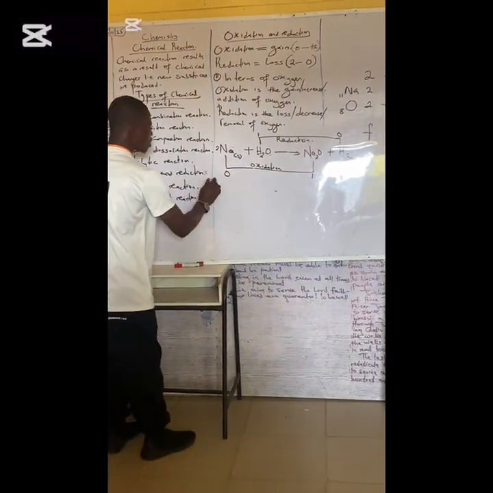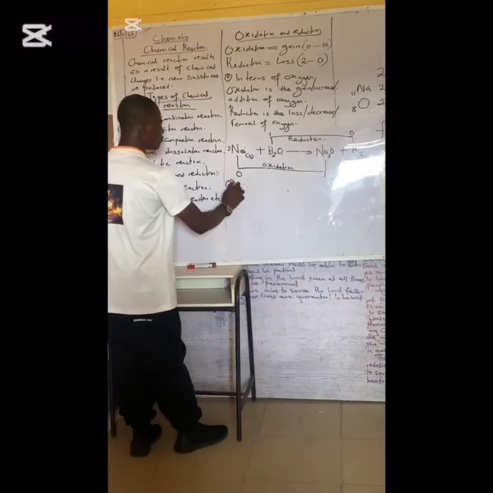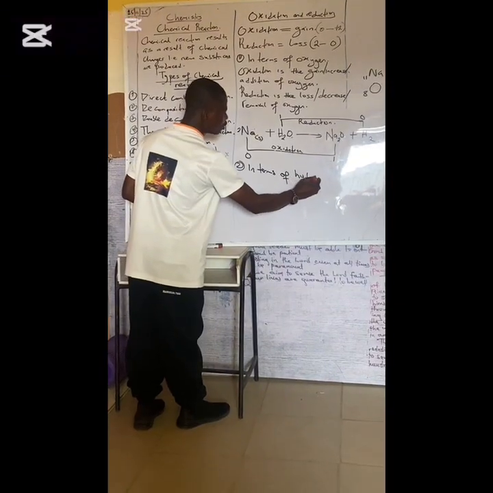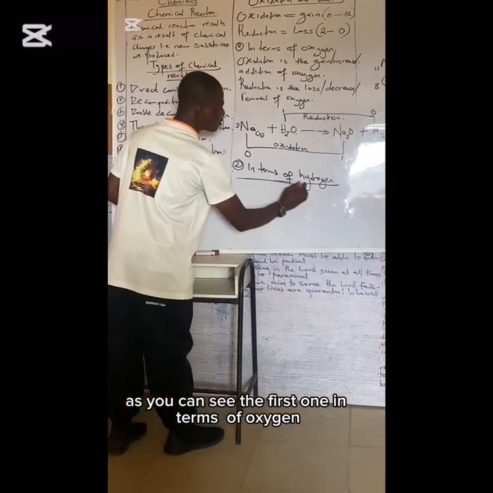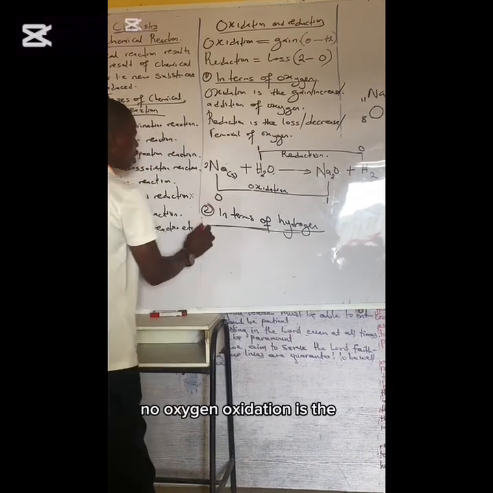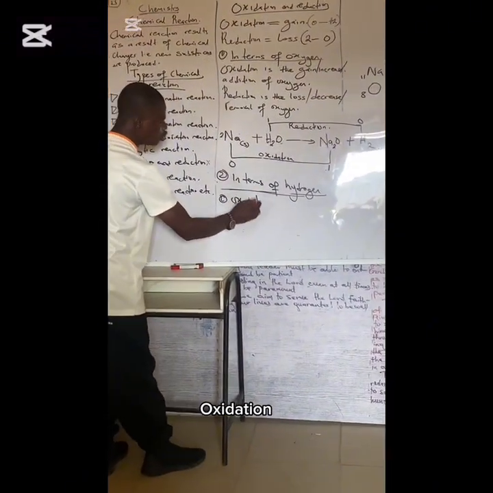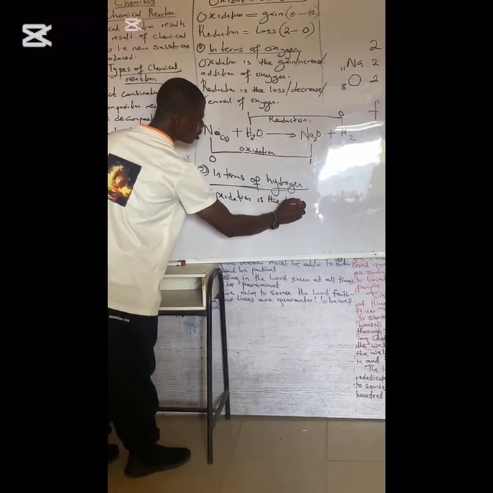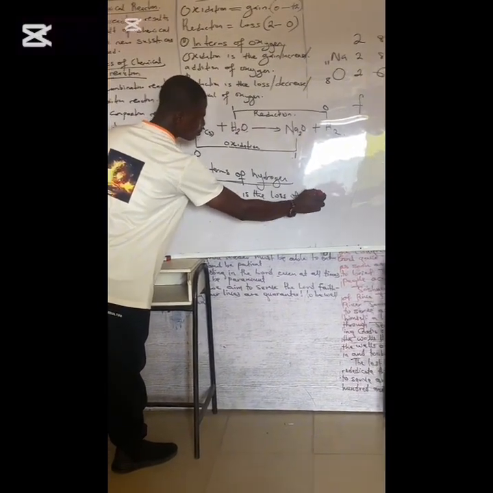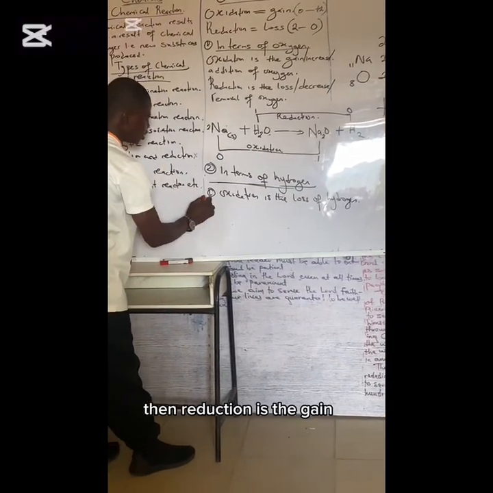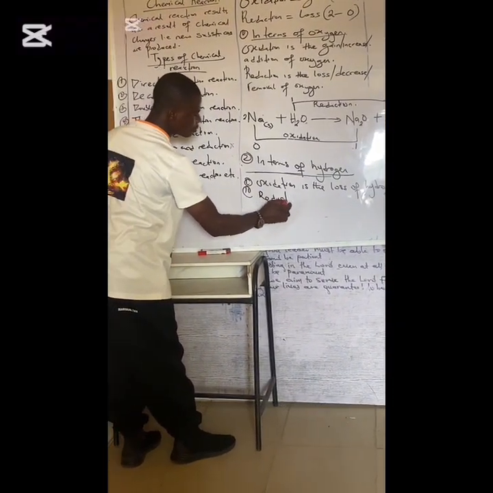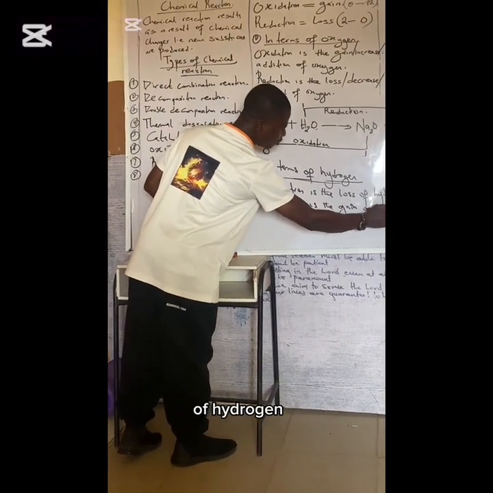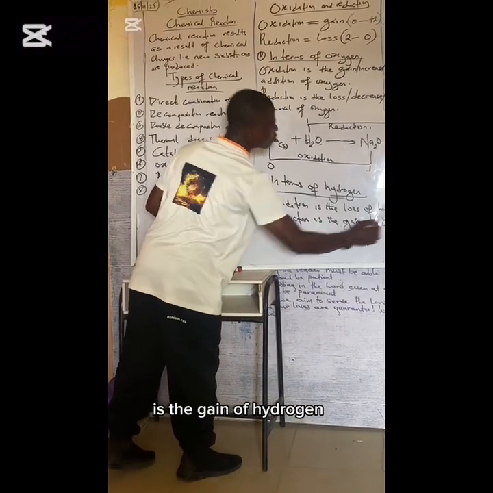Then the second law now, in terms of hydrogen, as you can see, the first one is in terms of oxygen. Now, oxidation, I'm only using one of them of this word, is the loss of hydrogen. Then reduction is the gain of hydrogen. Is the gain of hydrogen.